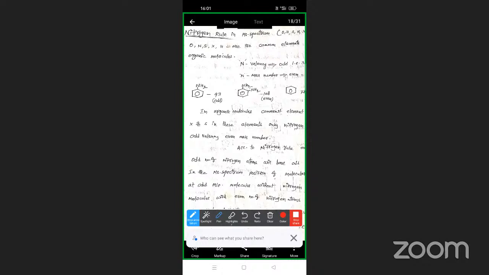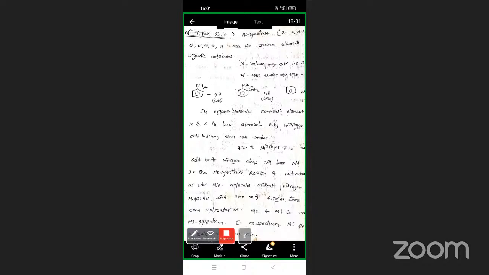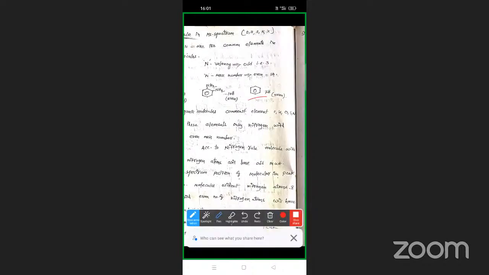And here is orthophenylenediamine, whose molecular weight is 108. So it is an even mass, and even mass means an even number of nitrogens or zero nitrogens, and here there are 2 nitrogens. Then benzene, where the mass is 78, an even mass, so zero or an even number of nitrogens, and here there is no nitrogen.